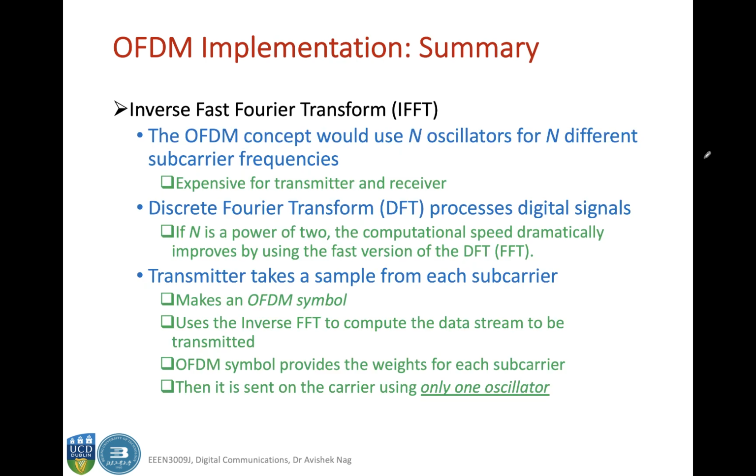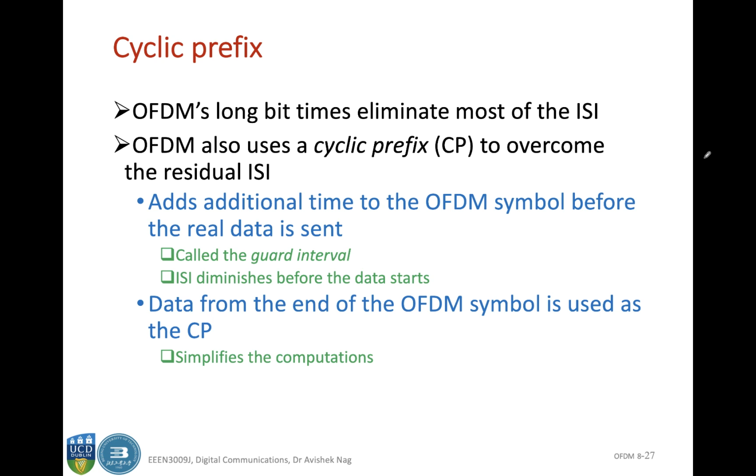So this we have already discussed. This is the summary of how OFDM is implemented. Let's look into the cyclic prefix part, which was ignored. OFDM's long bit times eliminate most of the ISI because the bit times are n times longer, so they eliminate most of the ISI. But on top of that, we use a cyclic prefix to overcome the residual ISI.